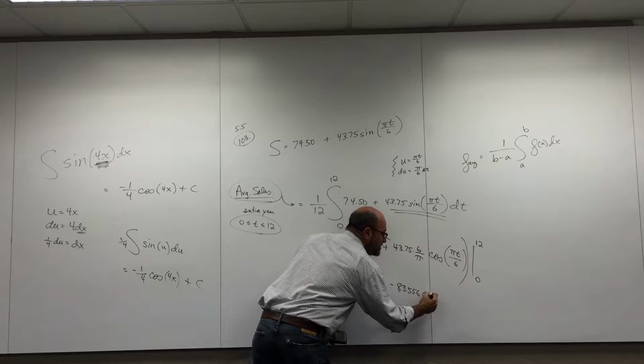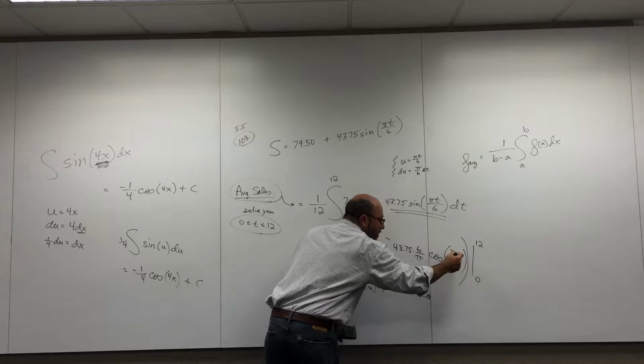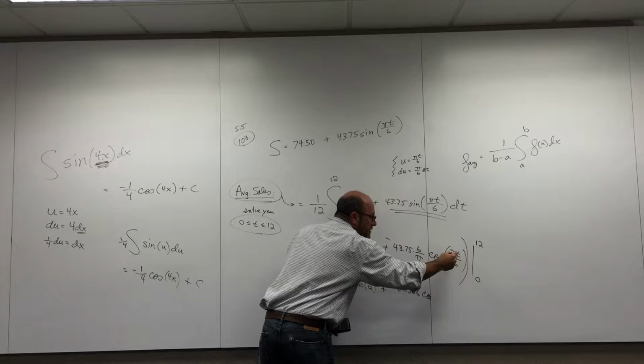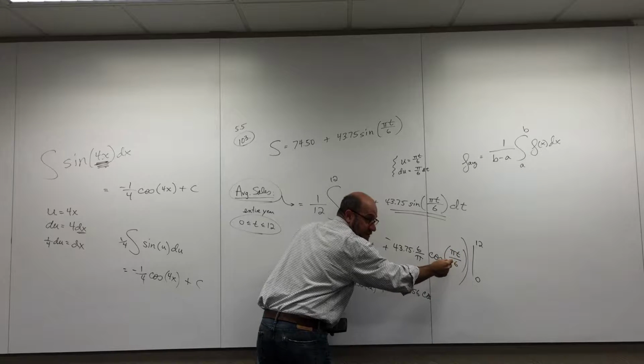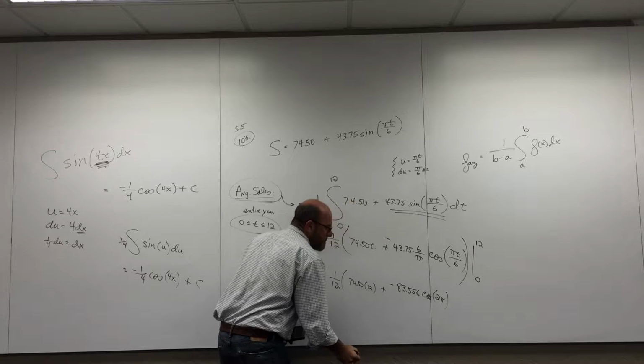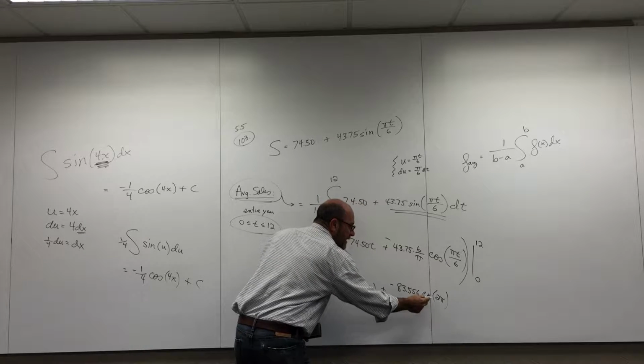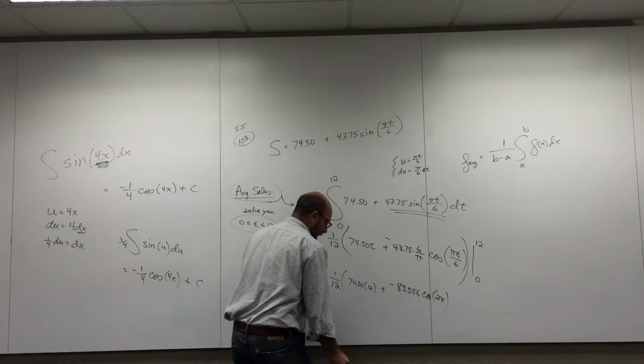In front of this cosine. And what am I doing? Plugging in a 12. Hey, what's 12 pi over 6? That's a 2 pi. What's the cosine of 2 pi? 1. That's a 1. Thank you. I should have just said 1, but anyway, I'll get back to that. That's the cosine of 2 pi.